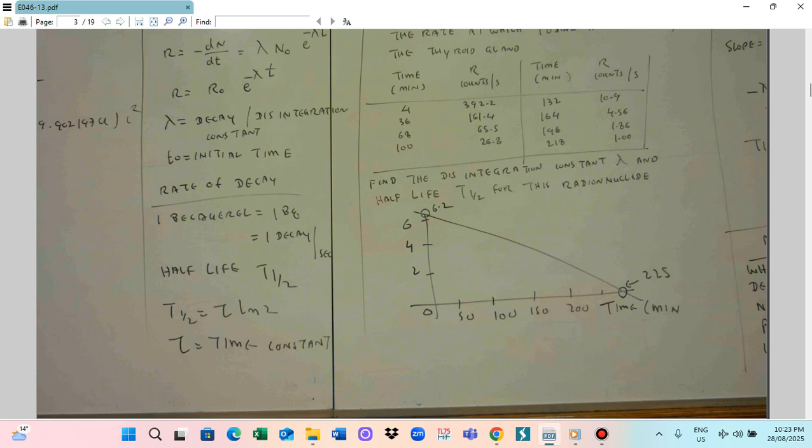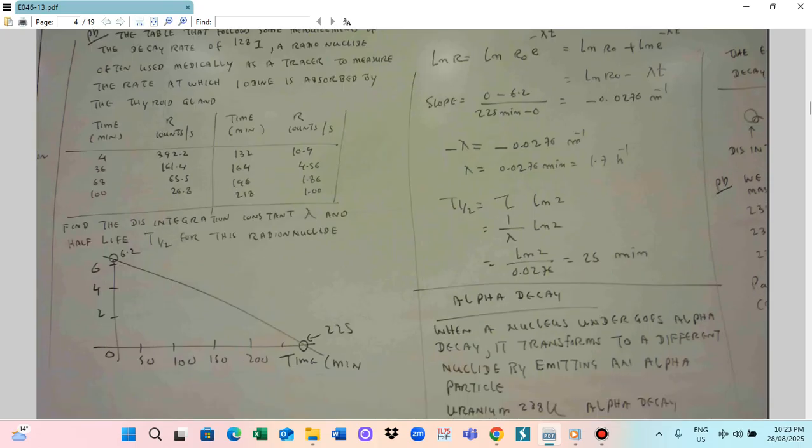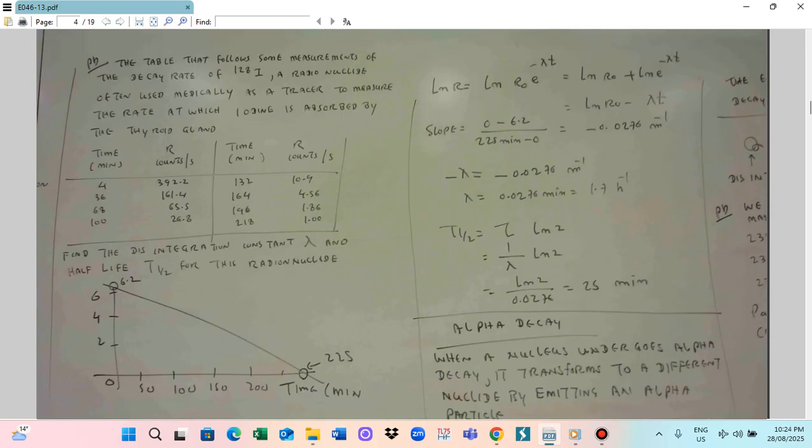Therefore, ln r is equal to ln r0 e^(-λt), which is equal to ln r0 plus ln e^(-λt). So that becomes ln r0 minus λt. With this equation, you can put r0 here and draw the graph. The count versus time graph is a straight line graph.